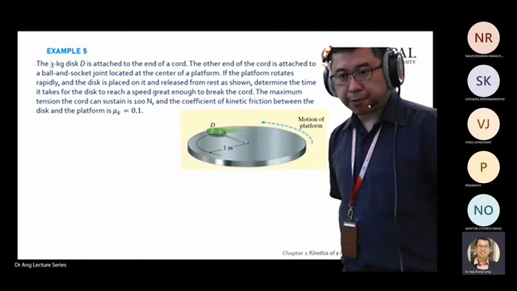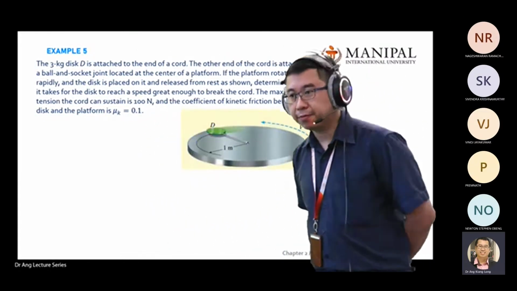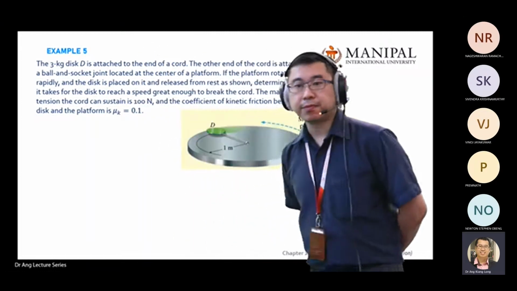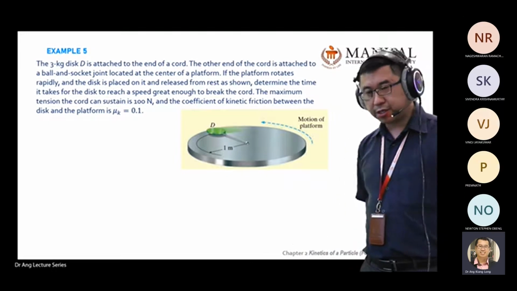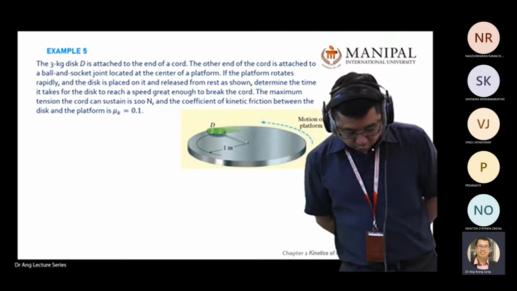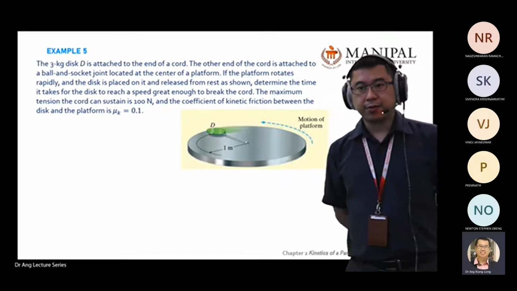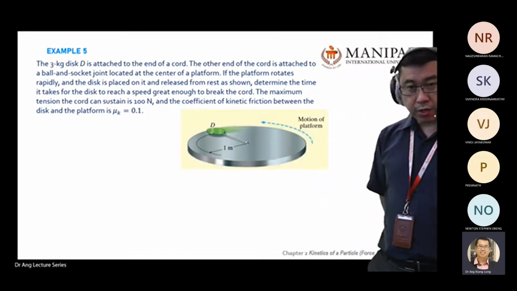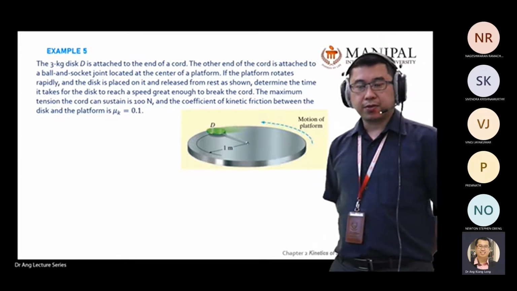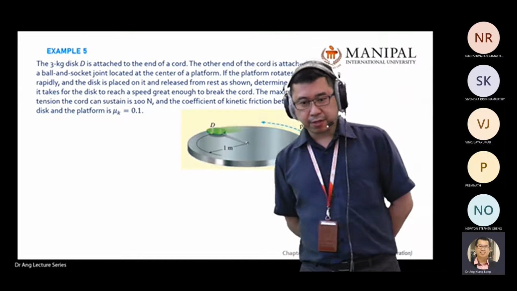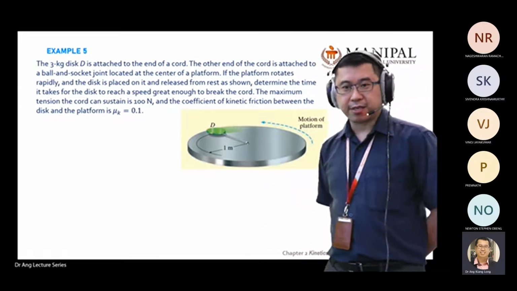Next, look at example 5. Okay, let's look at example 5. Spend some time to read the question. Those with the tutorial question, printed out already or downloaded the handout, so you can read the question. I forget which question already, but it's inside the handout. So here in my slide is example 5. In the tutorial, you go and find this diagram. It's just above this diagram.